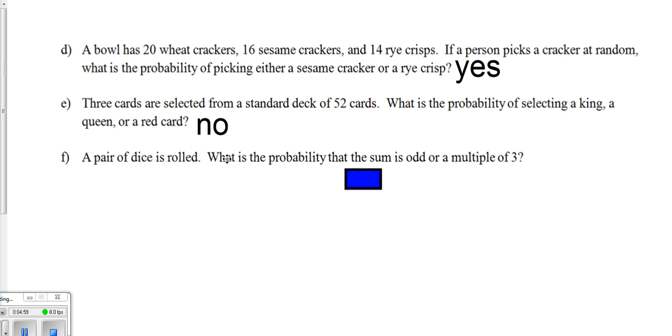A pair of dice is rolled. What's the probability the sum is an odd number or a multiple of 3? No, these are not mutually exclusive. We already talked about that.